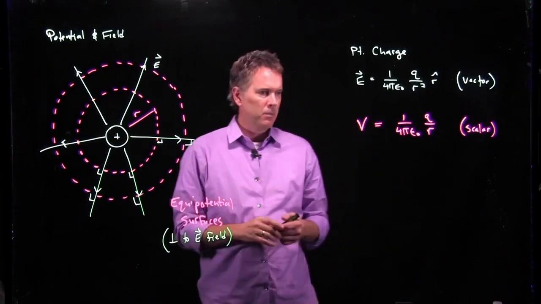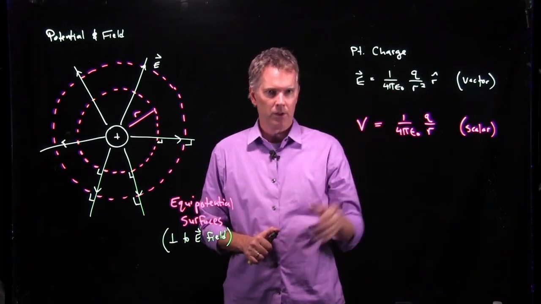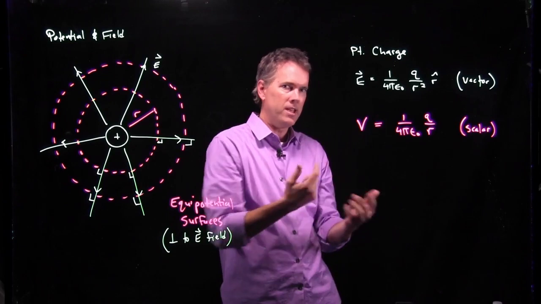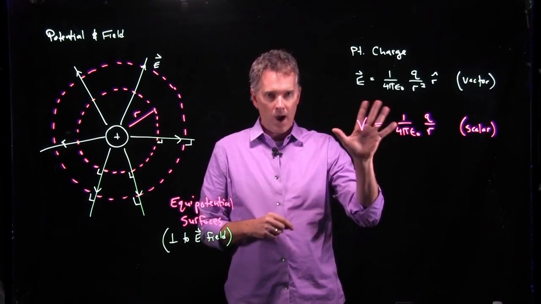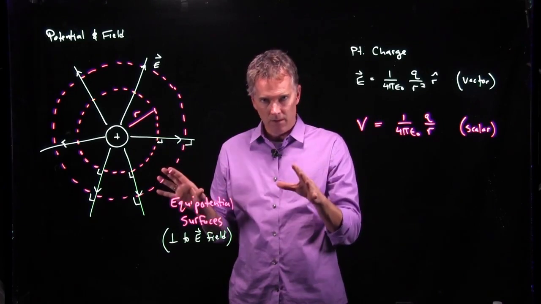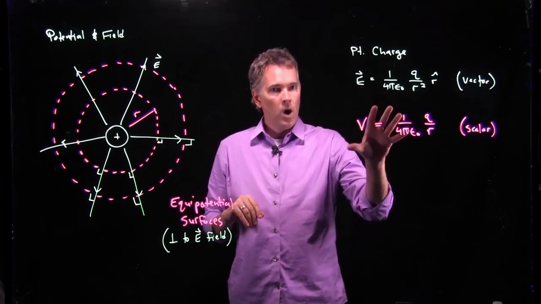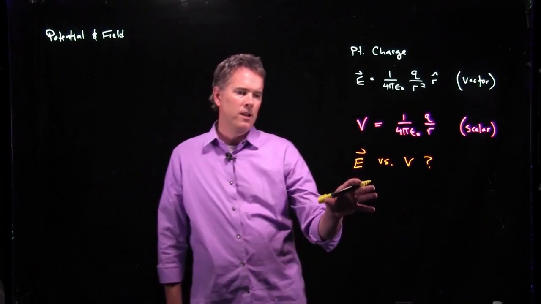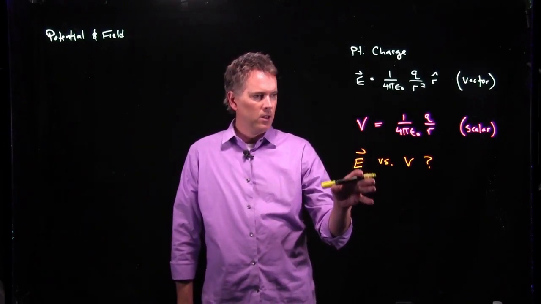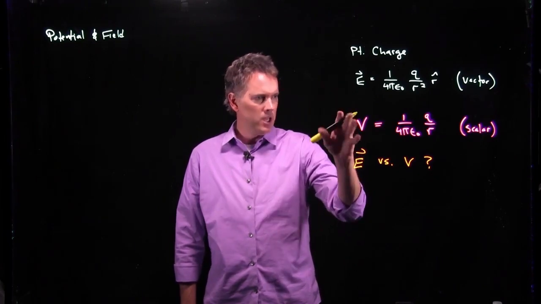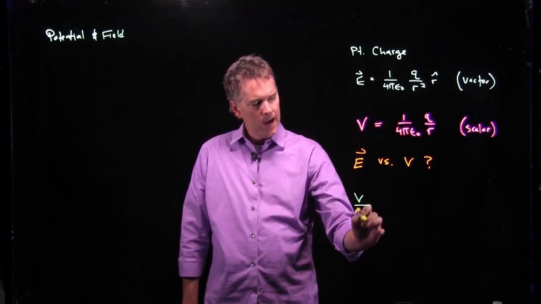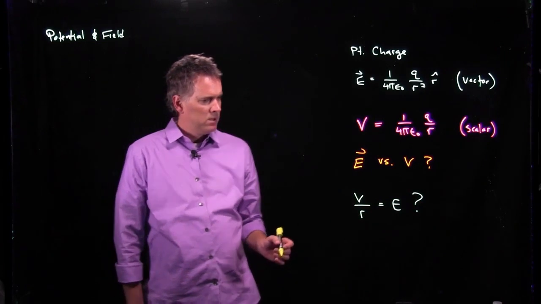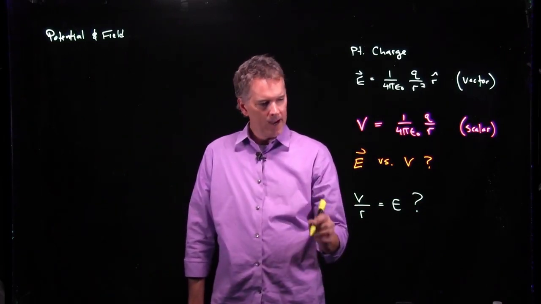Okay, let's see if we can make a little bit more sense of how these two things relate. How do I get from E to V, or better yet, how do I get from V back to E? Either of these describe this idea of the electromagnetic field, in this case just the electric field. One you can get from the other. So the question is, how do we relate E to V? It looks like if I took V and I divided by r, that would be equal to E. But that looks a little strange, just dividing by r.